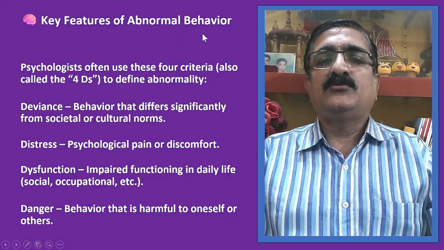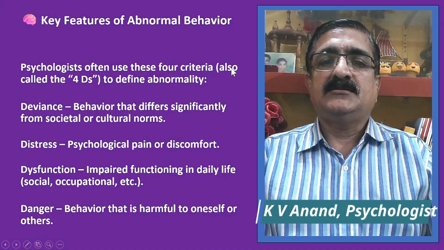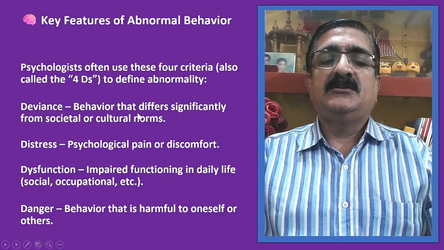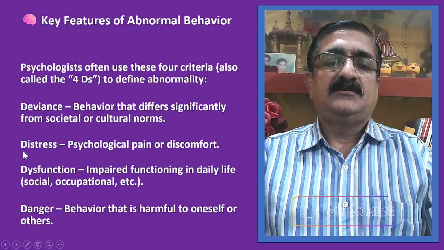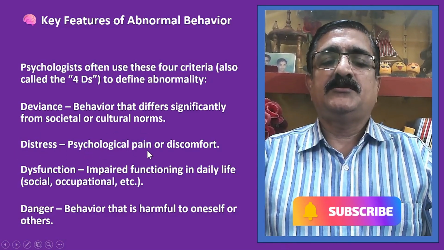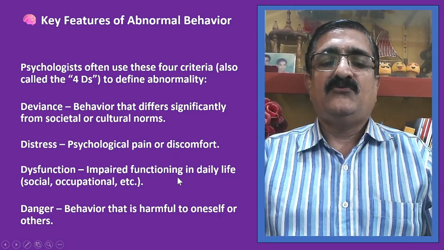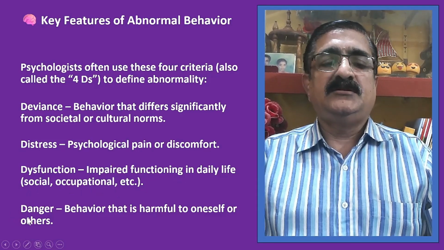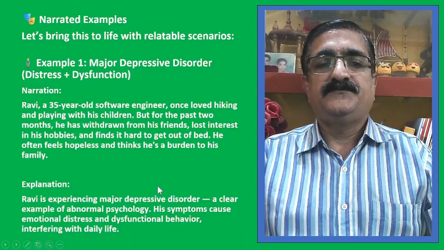The key features of abnormal behavior. Psychologists often use these four criteria, also known as the 4Ds, to define abnormality. The first D is deviance, behaviors that differ significantly from societal or cultural norms. The second D is distress, psychological pain or discomfort. The third D is dysfunction, impaired functioning in daily life, social, occupational, etc. And the fourth D is danger, behavior that is harmful to oneself or others.